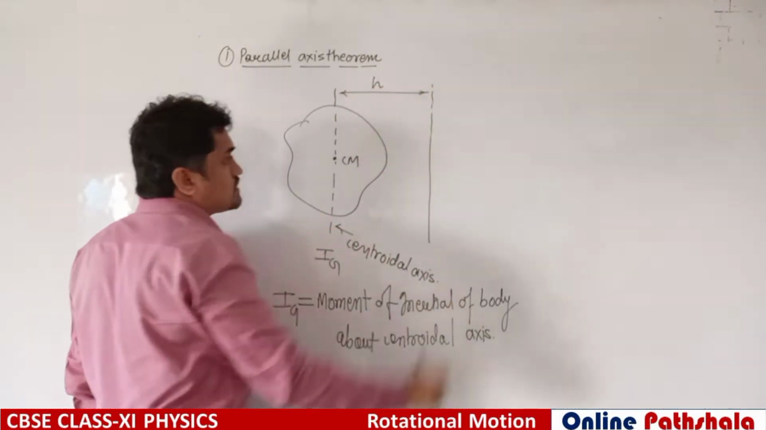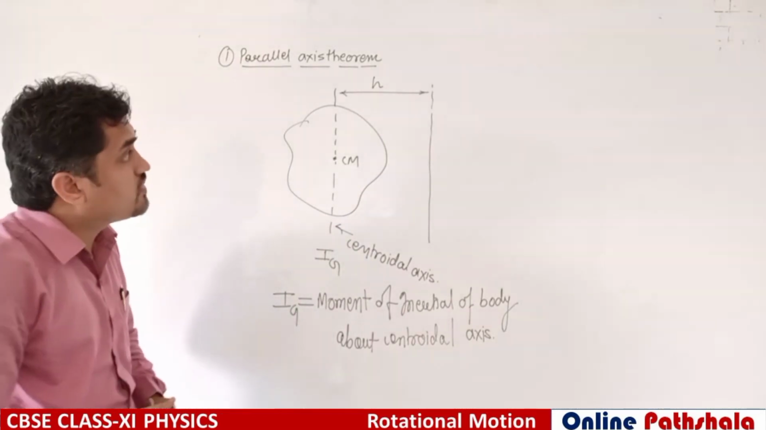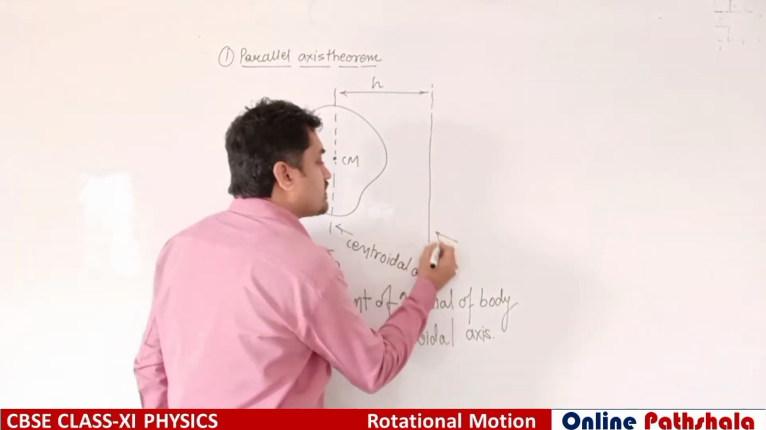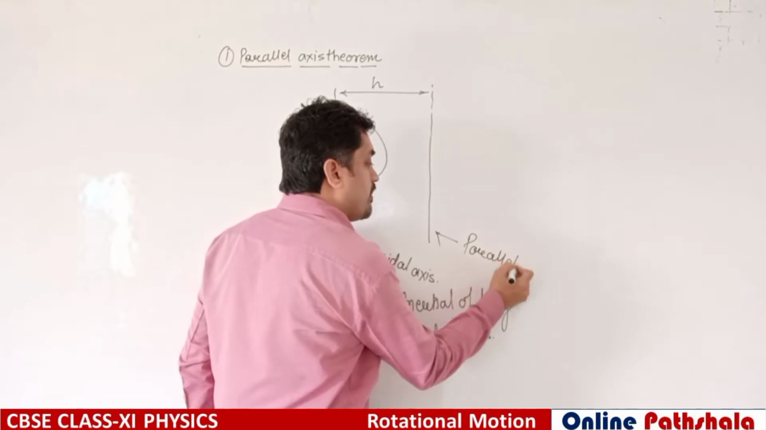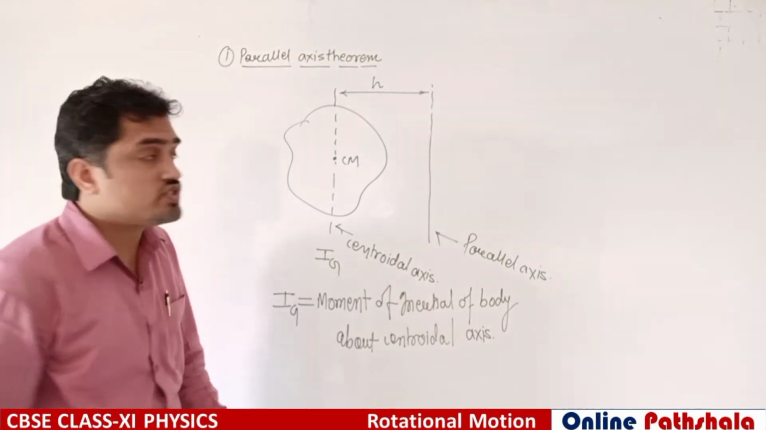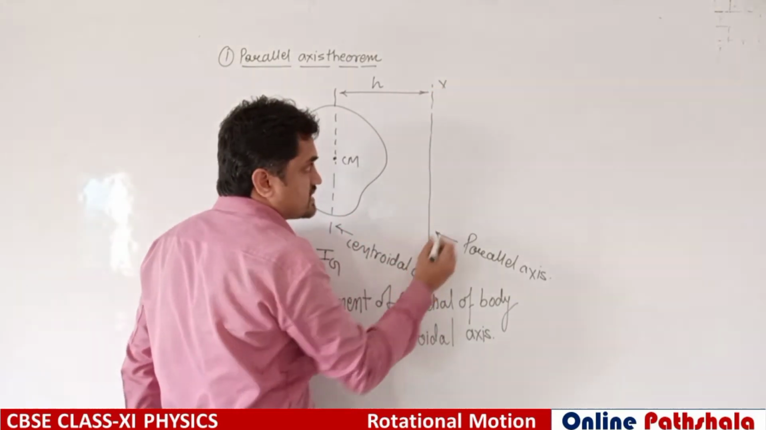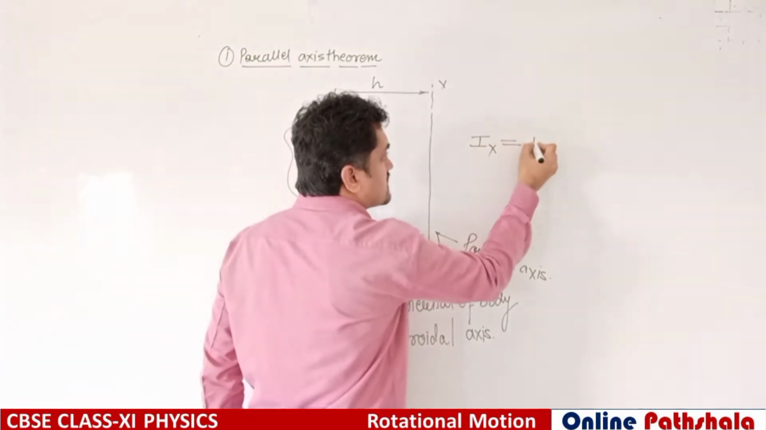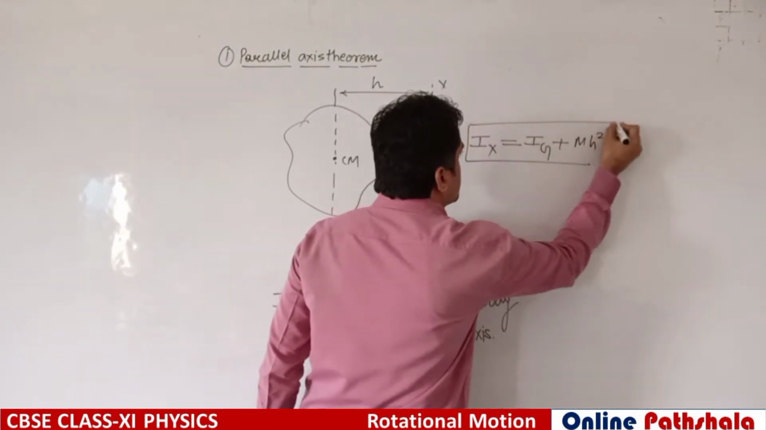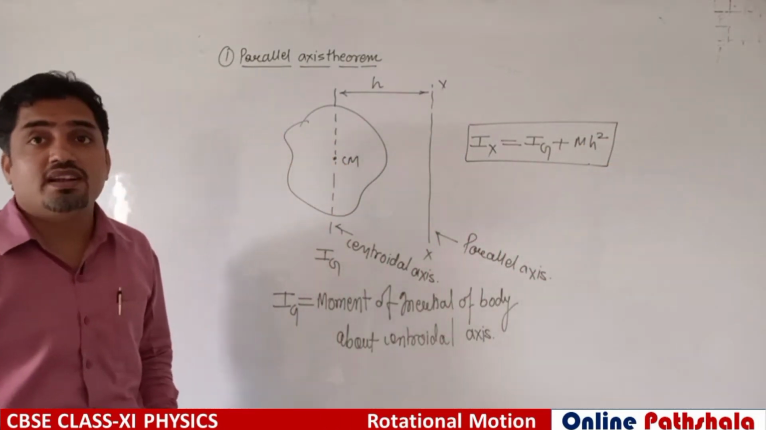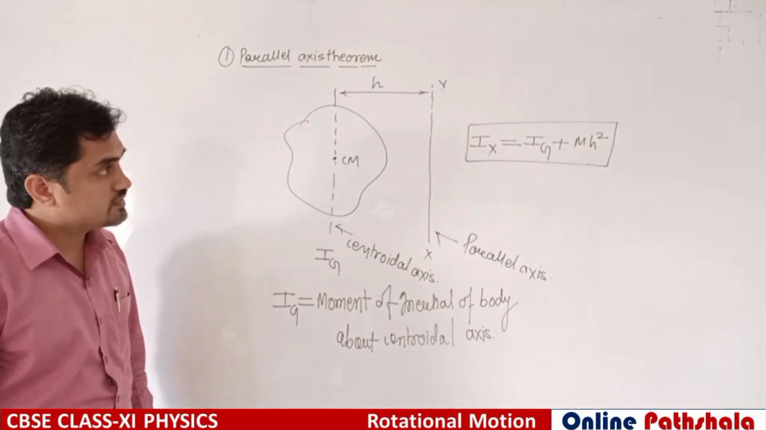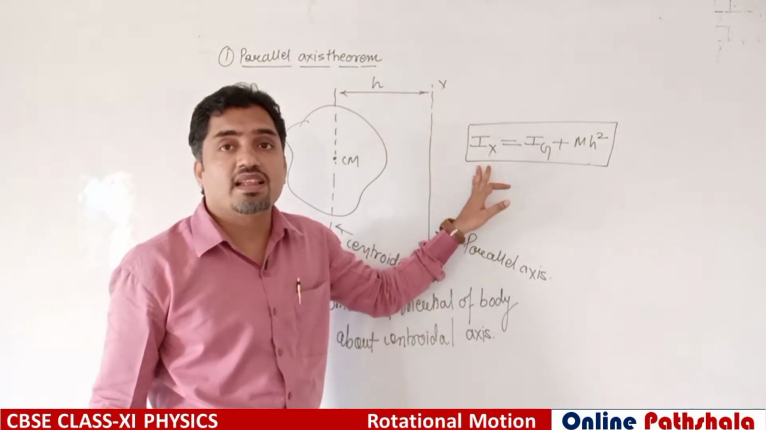Now, if you want to find the moment of inertia about any parallel axis which is at a distance h from this centroidal axis, it is the parallel axis about which we have to find the moment of inertia. Let us consider it is the x axis. So, the moment of inertia about the x axis is equal to Ig plus mh square. M is the total mass of the body, h is the parallel distance between these two axes. So, it is the parallel axis theorem.